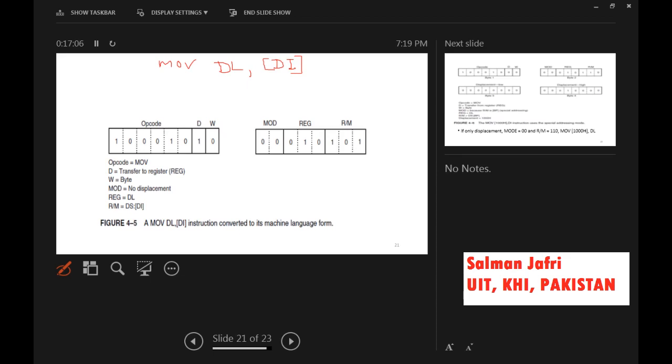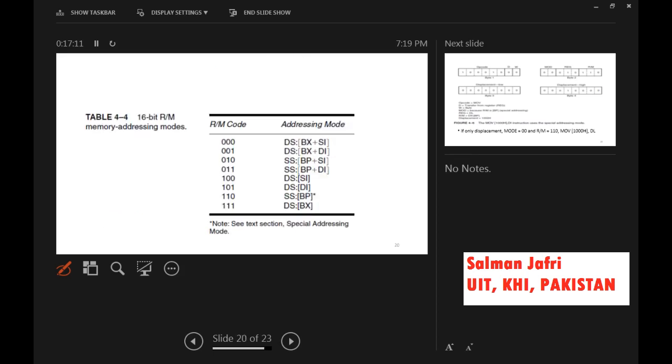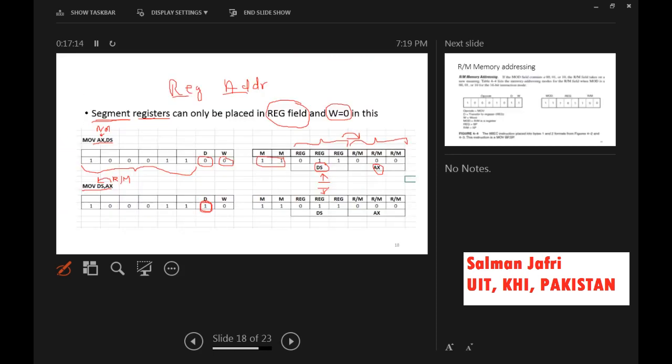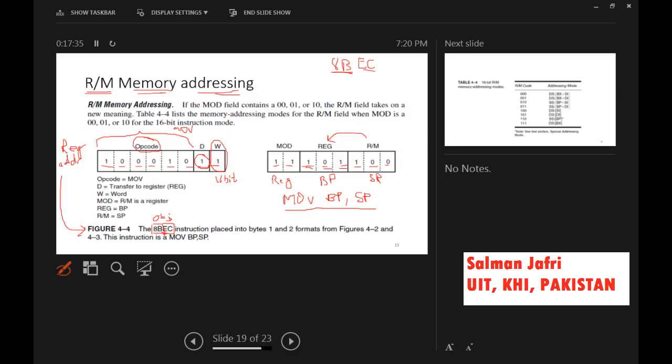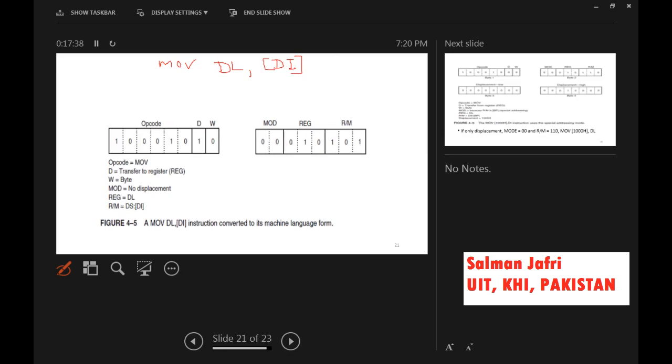Now we have the DI in brackets. Okay, only DI is in brackets. So now we look at the mode field. We have only DI, right? And we don't have any displacement. So we select mode 0, 0, which is basically no displacement. So mode 0, 0 is selected.